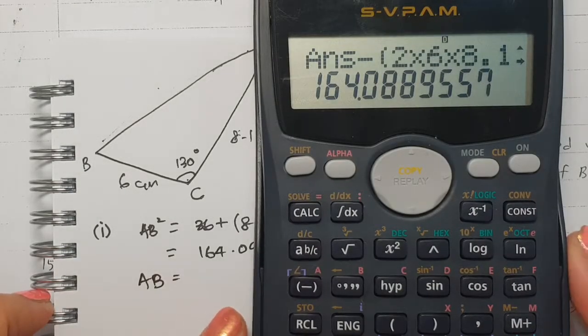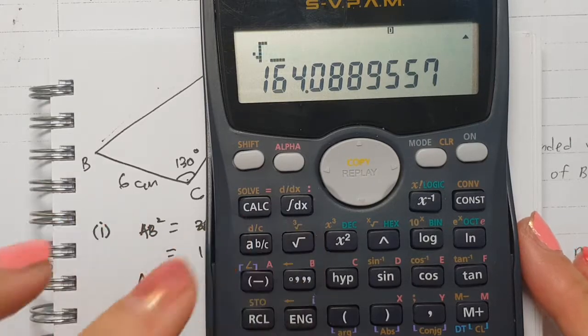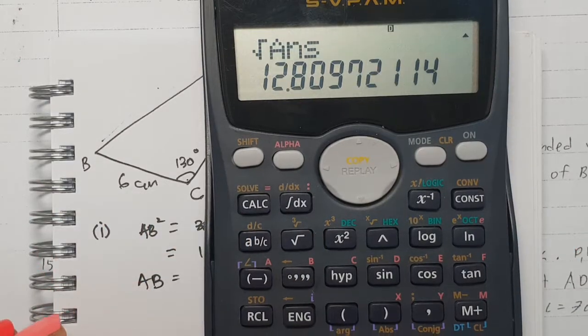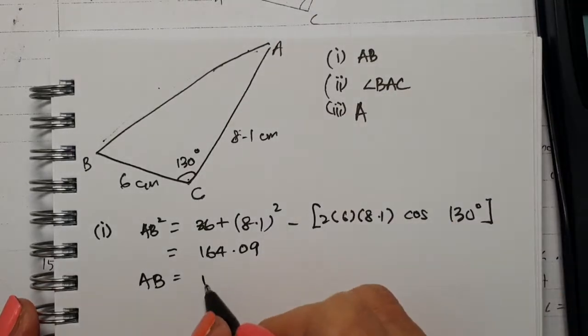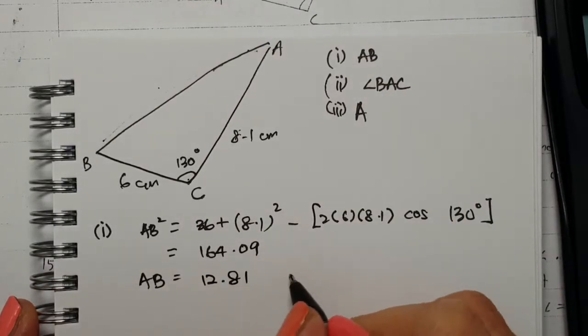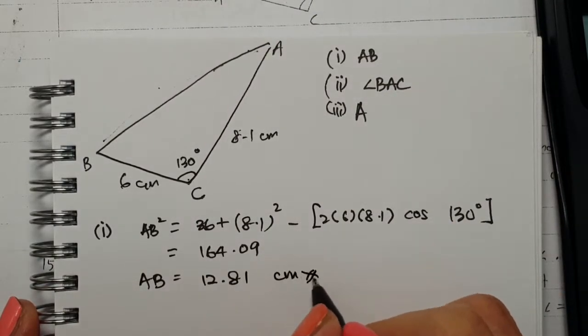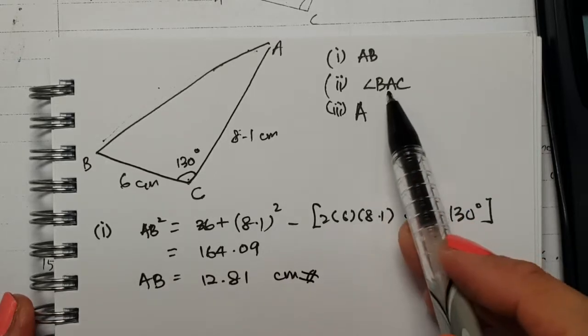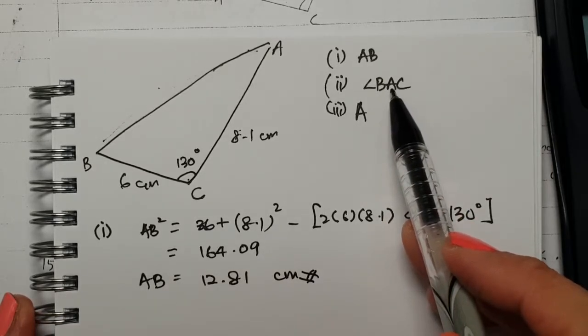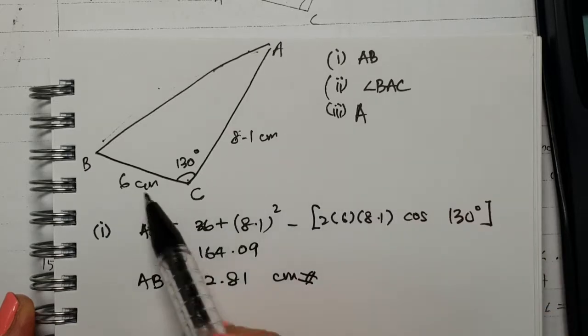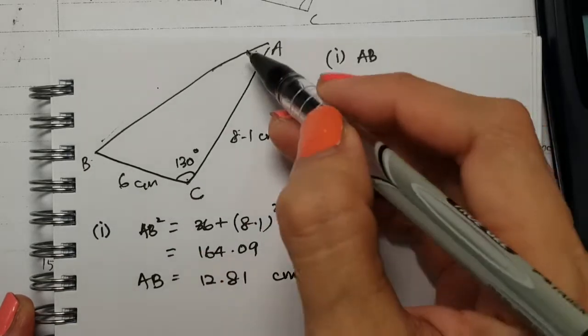So let's square root the final answer. We will have 12.81 as our answer. 12.81 cm. So we just found our AB. Next, we need to find the angle BAC. So where is it? BAC. So we need to find this.